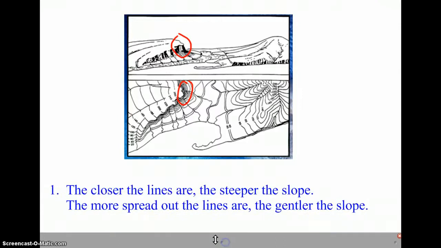Rule number one is the closer the lines are, the steeper the slope. Or the opposite, the more spread out the lines are, the gentler the slope. We can see on the side of this hill over here, we have a nice flat area. The land is pretty flat over here. And on our contour map, we can see the lines are spread apart much further than they were over there.